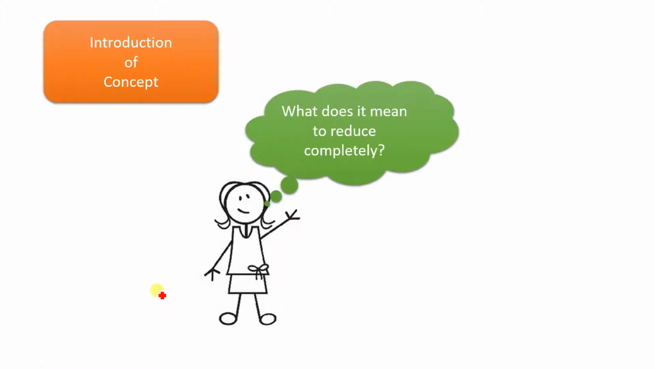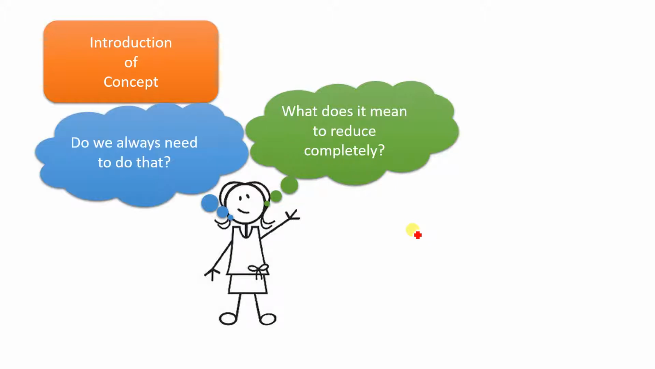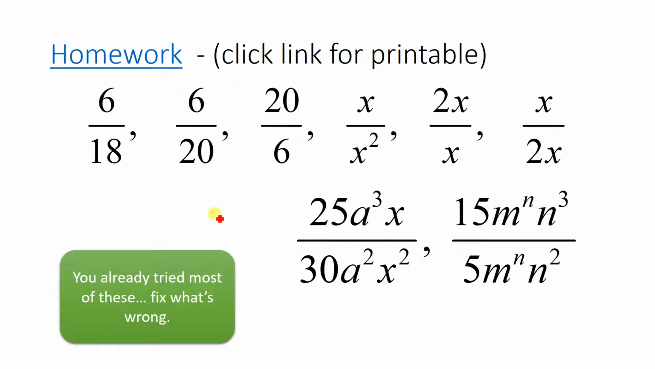So reducing completely, again, means that you take care of and remove all of the common factors. So there are no factors left in common between the numerator and the denominator. That's how you are done. So in order to figure out how to do that, you always got to find the greatest common factor.